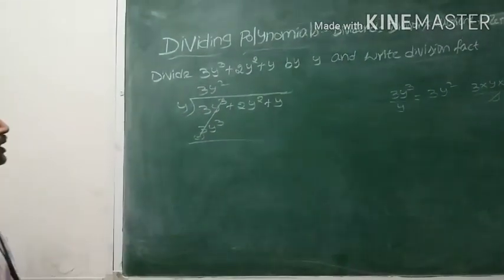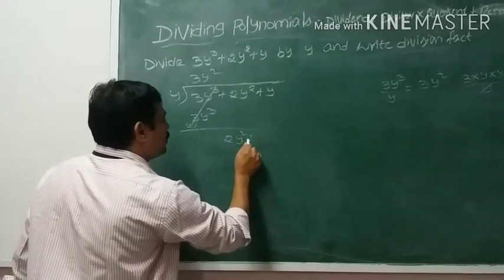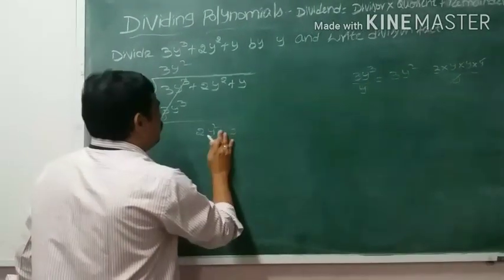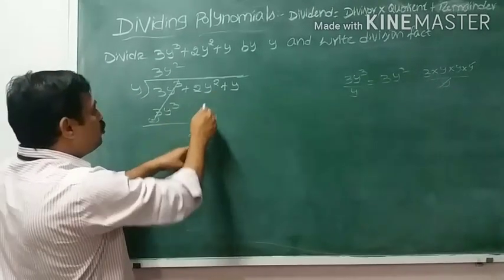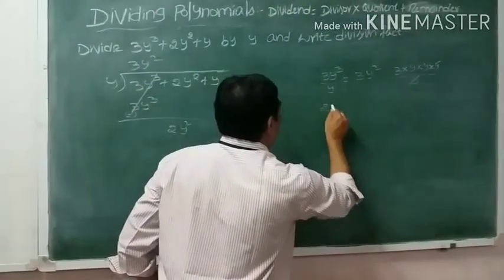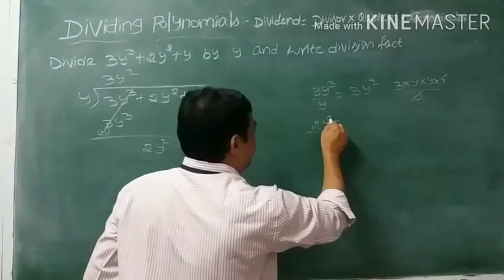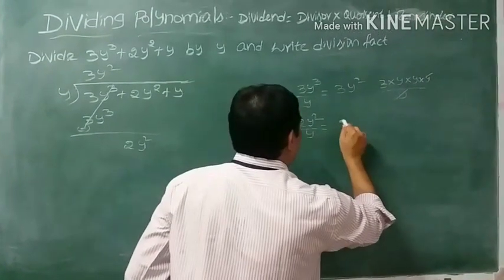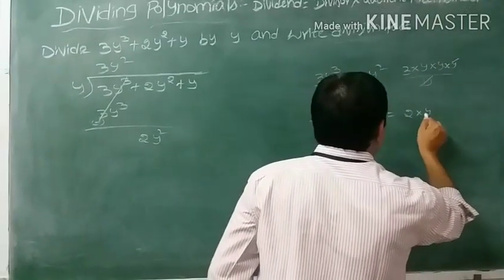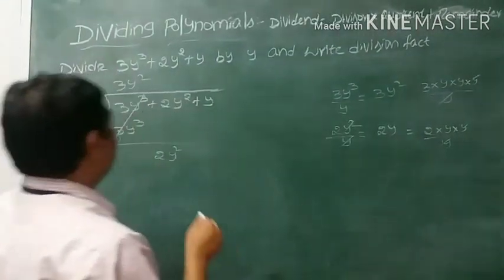Then we have to do cancellation like this, and again take another two terms, 2y square plus y. Or otherwise take only 2y square. Now 2y square here, which one is the term? 2y square. 2y square by y, so here y square, here only 1. That means we will get 2y. Same like this only, 2 into y by y, y will get cancelled. So we will get 2y.